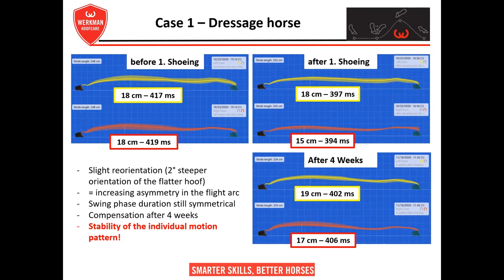But if we come back to the case, we did an angle correction of the hoofs, but we increased the functional asymmetry during swing phase. And after 4 weeks, we see that the horse is slowly adapting and coming back to its old pattern. So now we see we have a little problem. We actually wanted to have symmetry in the hoofs, but we have asymmetry in the flight arc. And maybe we can explain it, or maybe we can have a solution at the end of the webinar.